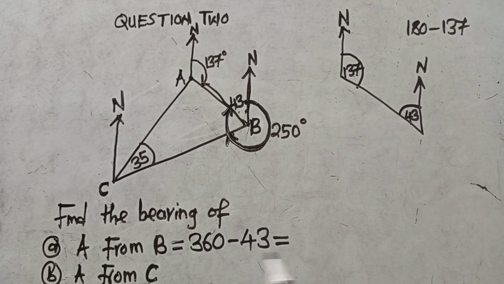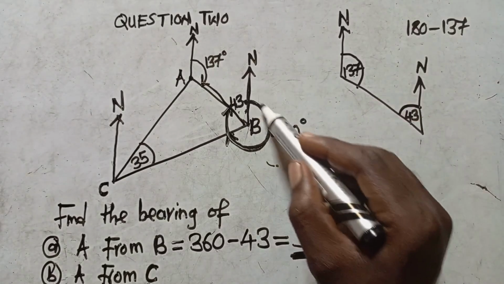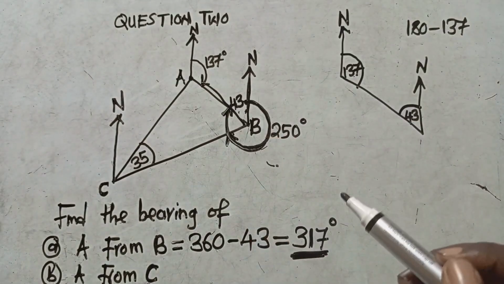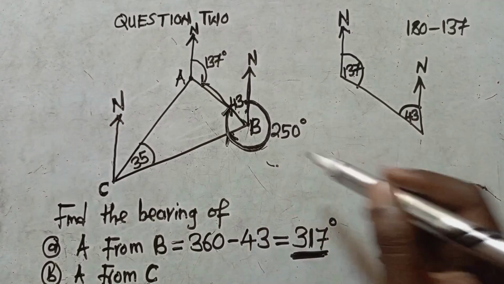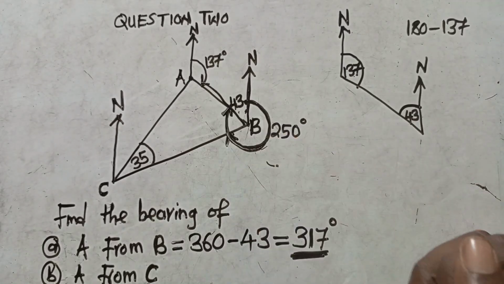I guess we know how to work out this. I cannot be teaching you how to work out these. So here you are going to find your answer as what? 317 degrees. So this is your answer. When I move from here up to that part, I'm getting 317. This whole thing is 317.